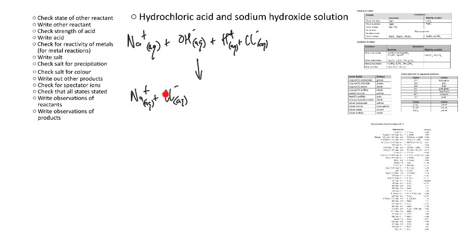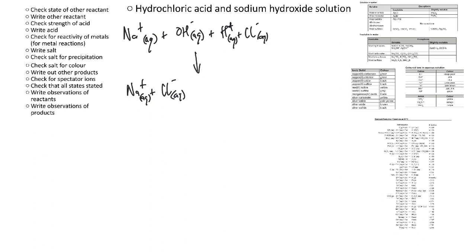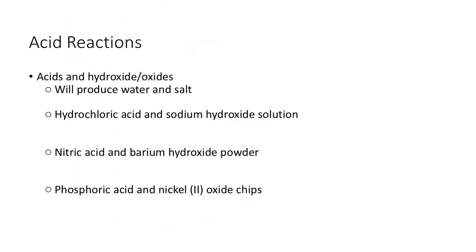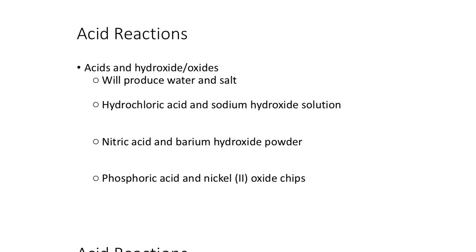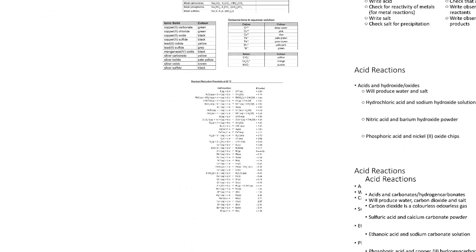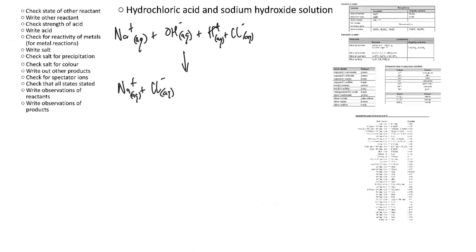Then we're going to write out the other products. For the reaction between an acid and a hydroxide or oxide solution, we're going to look over here. Acids with hydroxides and oxides will produce water and salt. We've already written out the salt, we just now need to write out the water. H2O, that's going to be in liquid form. Okay, we've done that.